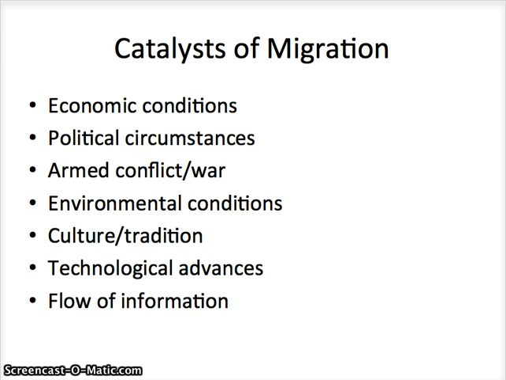It may have to do with culture or tradition, if people have feelings that they're losing their culture or losing tradition. Technological advances make it possible to live in areas that we may not have lived in 100 years ago. We probably wouldn't live in places that were extremely cold or extremely hot if we didn't have air conditioning and heat, for example. And just the flow of information has now allowed us to move to places that we may not have even considered before, because we didn't even know they existed or we didn't know anything about them. So these are just a few of the catalysts of migration.